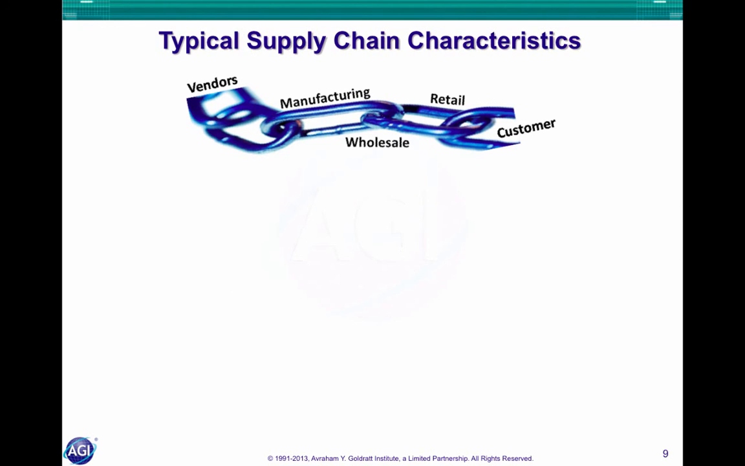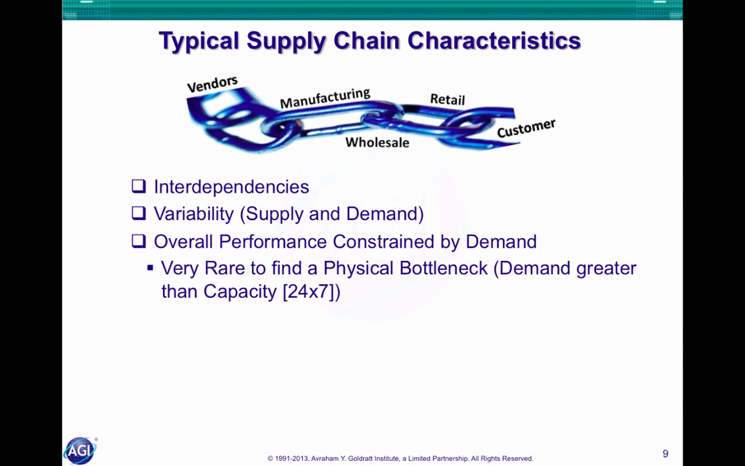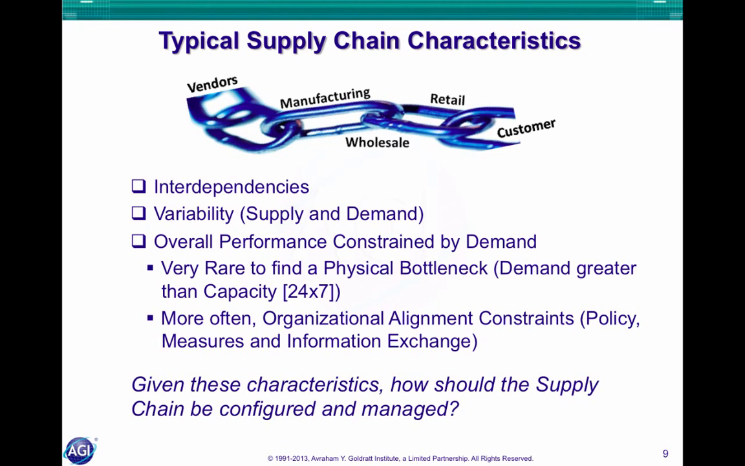The fundamental characteristics of a supply chain are: 1. Interdependencies, 2. Variability in both supply and demand regardless of where you are within the supply chain, and 3. The overall performance of the entire supply chain is generally constrained by demand and not capacity. In fact, it's very rare to find a real physical bottleneck, a resource where demand is greater than its available capacity based on a 24-hour workday and 7-day work week. What you usually find are organizational alignment constraints in the form of policies, measures, or information exchange. Given these characteristics, how should we configure and manage inventory in a supply chain?